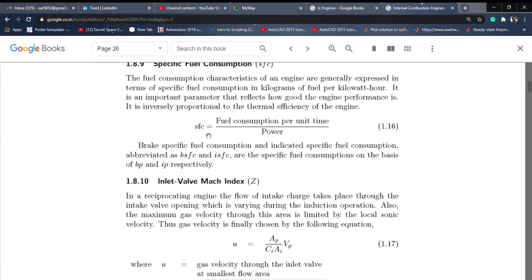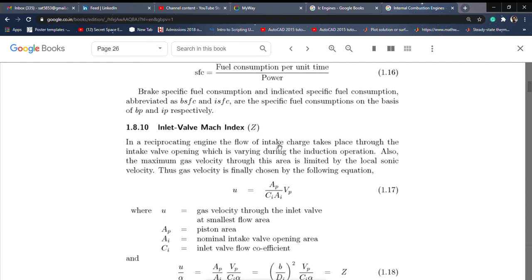So specific fuel consumption is equal to fuel consumption per unit time divided by total power. You can check the units, we will get kilogram per second divided by kilowatt. So this is the unit of specific fuel consumption. Brake specific fuel consumption and indicated specific fuel consumption are two terms. If the power here is brake power, then you will get brake specific fuel consumption. If the power here is indicated power, you will get indicated specific fuel consumption.